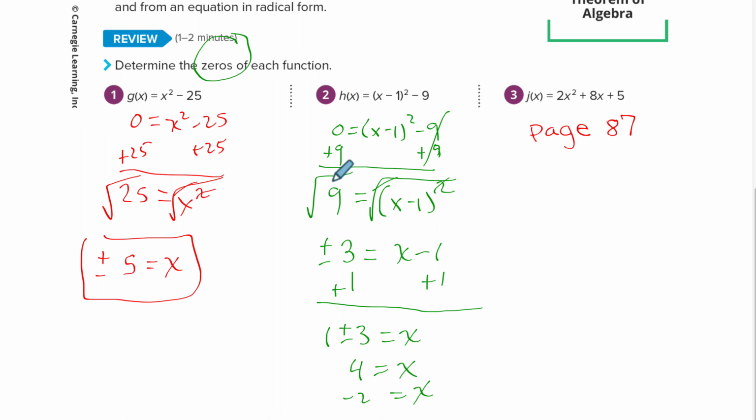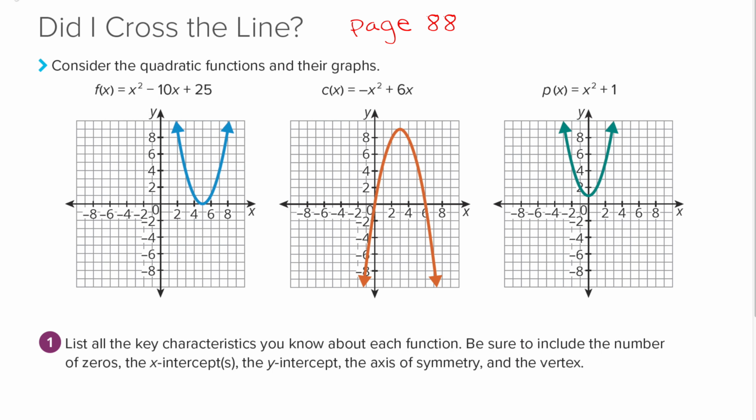Now, question, what happens when the function does not cross the x-axis? That's what we're talking about today. We have 3 different functions right here. We want to start off on page 88 listing all the key characteristics you know about each function. I'll start with the blue one and then you can do the red one and whatever color this one is. So we want to talk about the key characteristics, the things that describe this graph.